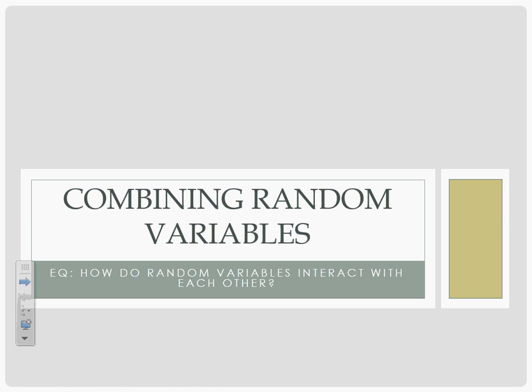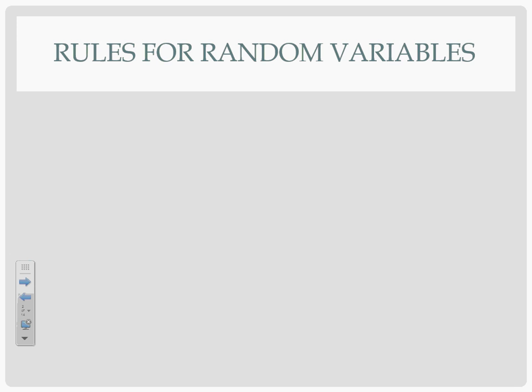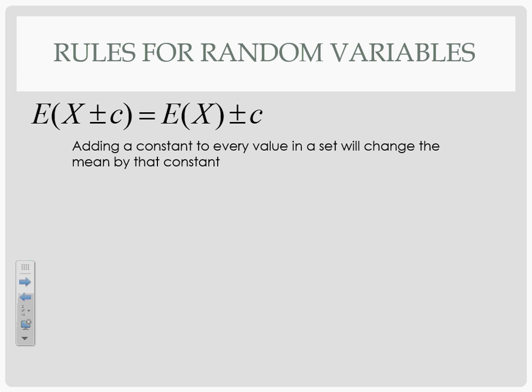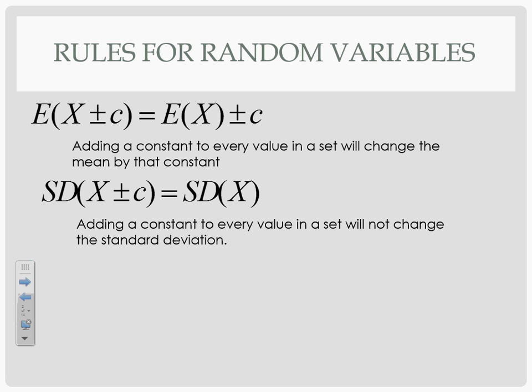We're going to take a look here at combining random variables. So a few of the rules that we have for combining random variables: if we add or subtract a constant, this is just like we did before. You'll add or subtract that constant by the mean. Standard deviation, if we add or subtract a constant, it won't change the standard deviation.